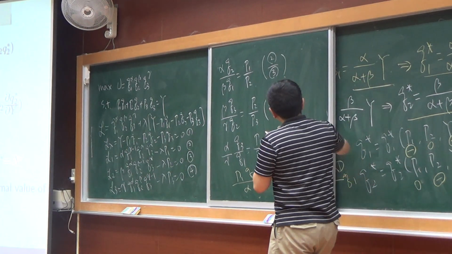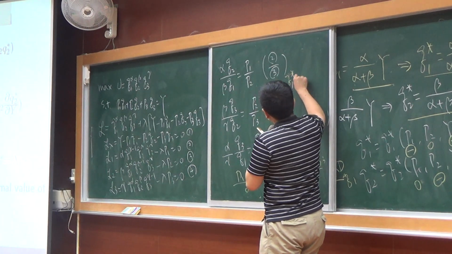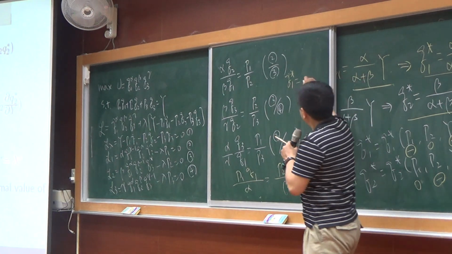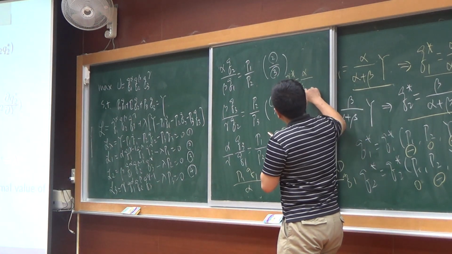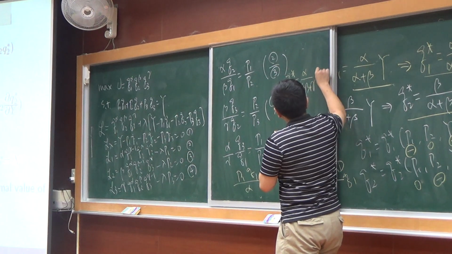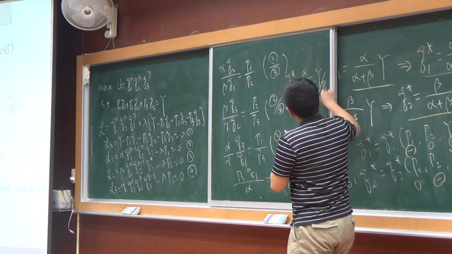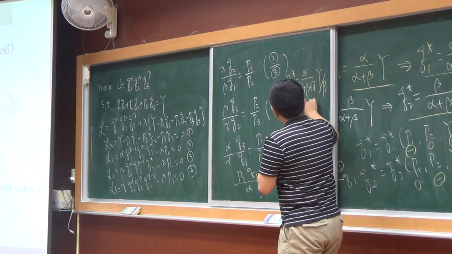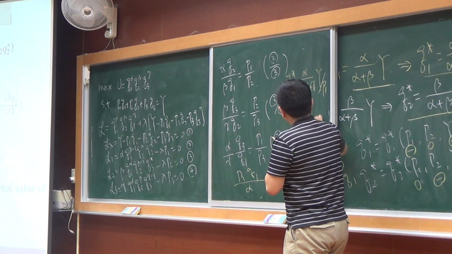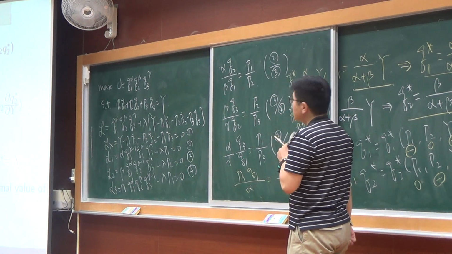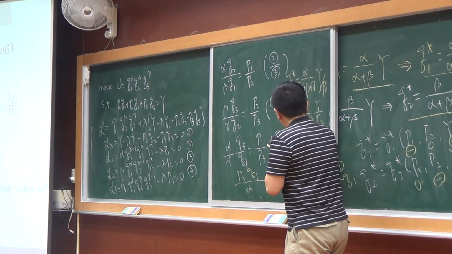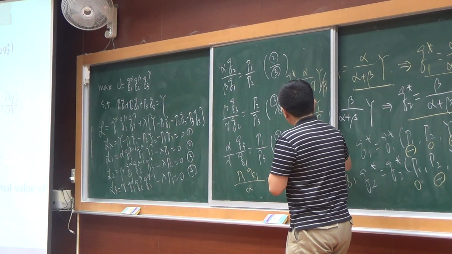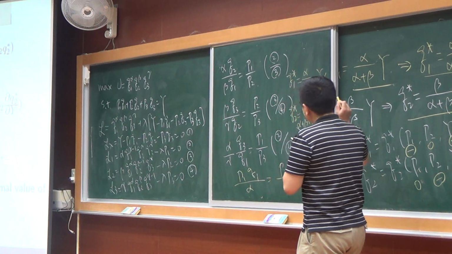So, what about Q1 star? It should be very easy, right? It would be alpha over alpha plus beta plus gamma, y over P1. And Q2 star would be beta over alpha plus beta plus gamma, y over P2. And Q3 star would be gamma over alpha plus beta plus gamma, y over P3.